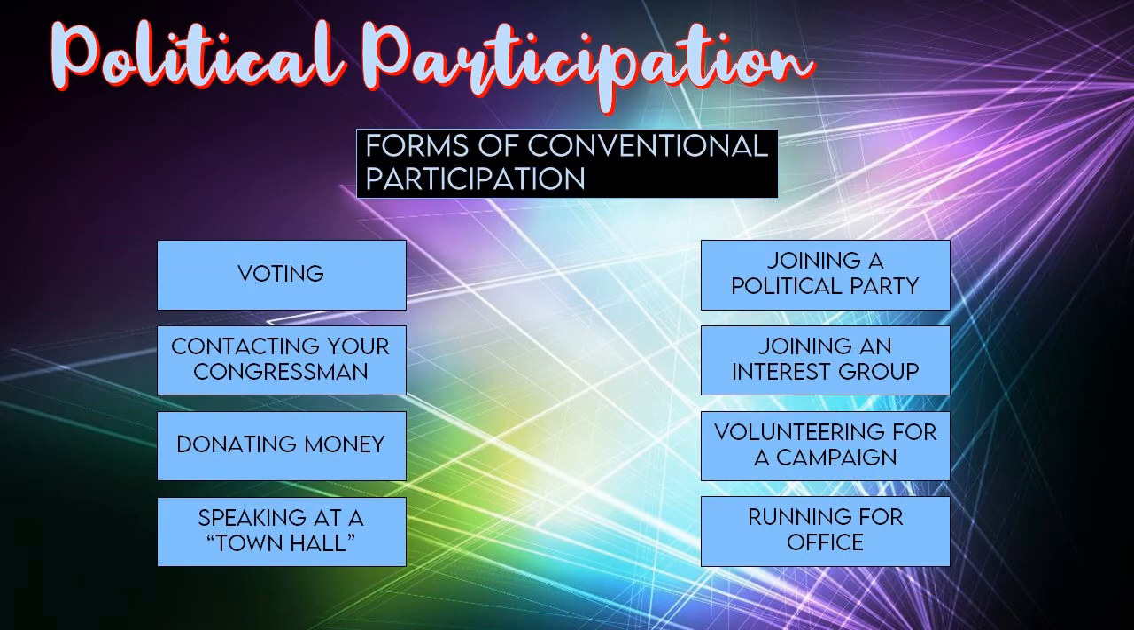And let's just run through some examples of conventional participation. These are pretty straightforward. These are the most common ways that people might choose to participate in politics. So the most obvious one is voting. This is the main way that people participate. This might be the only participation a lot of people do all year, but voting is the most common form of participation.